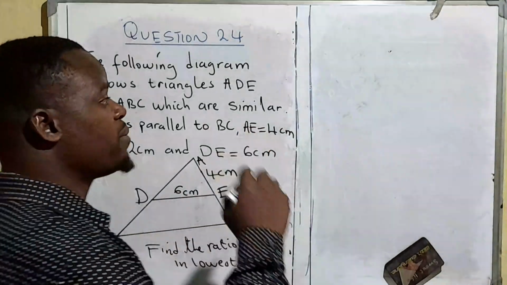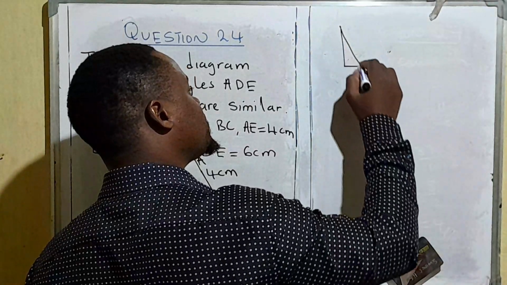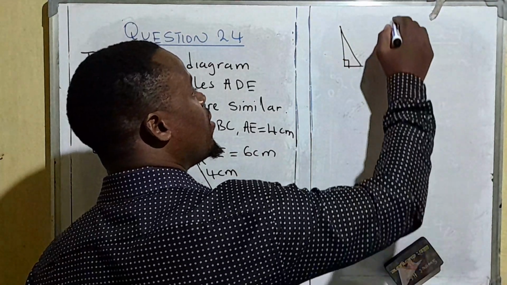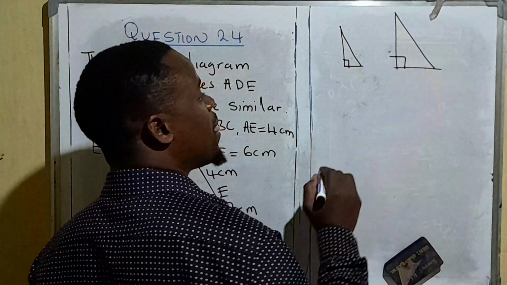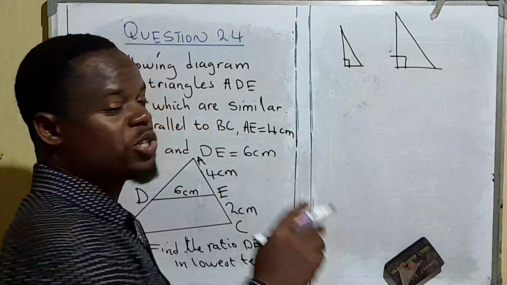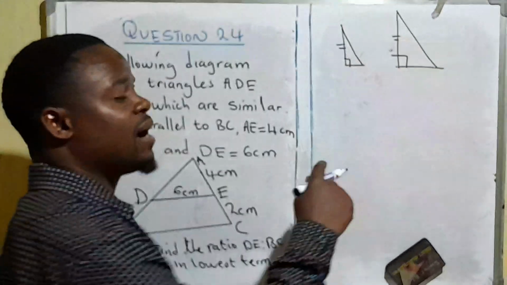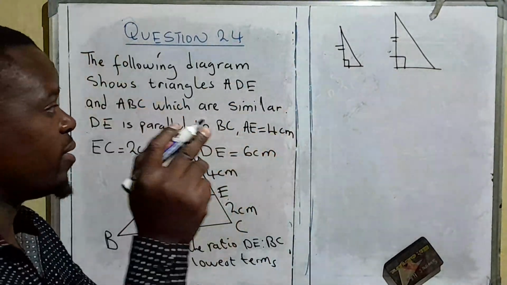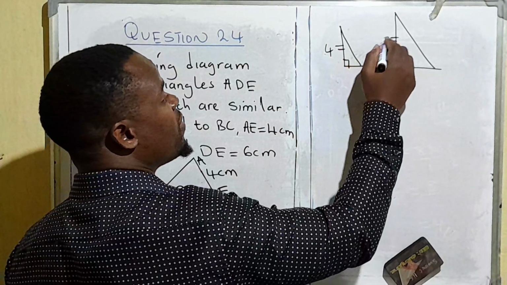So let's talk about similarity. If let's say we have this triangle and we have another triangle, right? What you need to know is this: the corresponding sides have ratios which are equal. So here, if we have a 4, then we have 8 there.